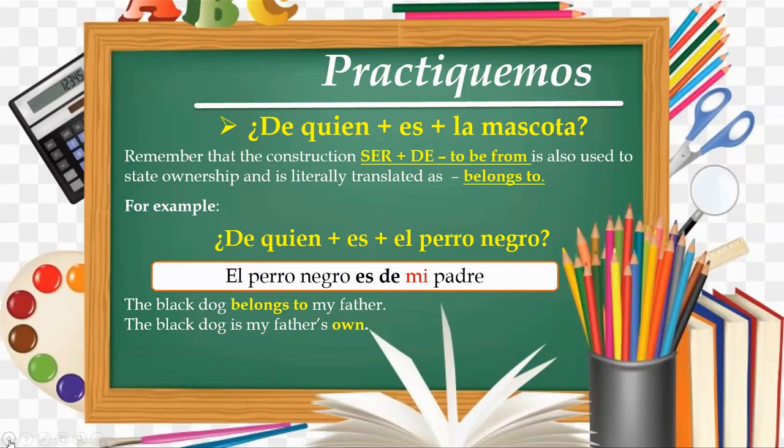So you should have said el gato anaranjado es de mi tío, not my. Remember, mi is M-I. De mi tío. Él es enfermero. Okay? All right.